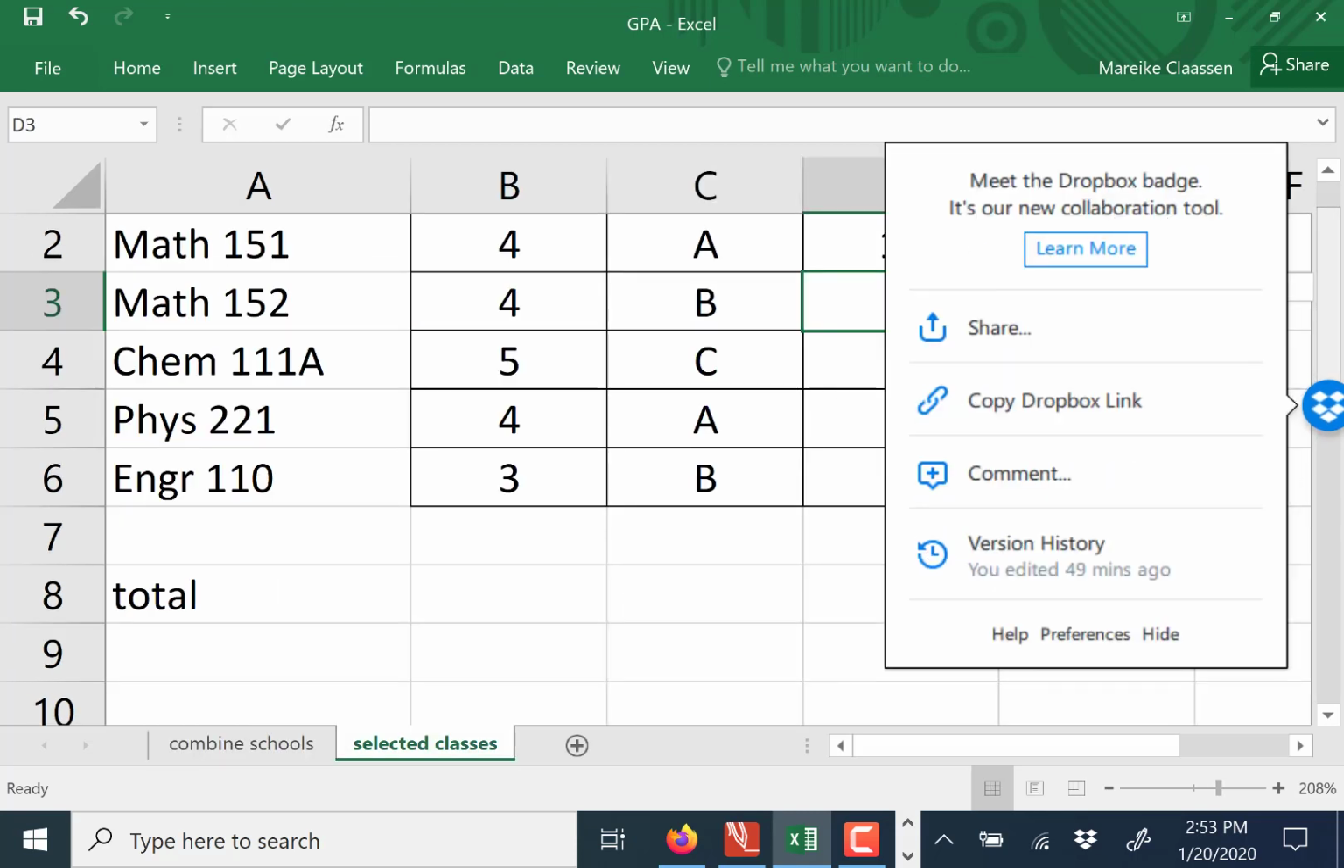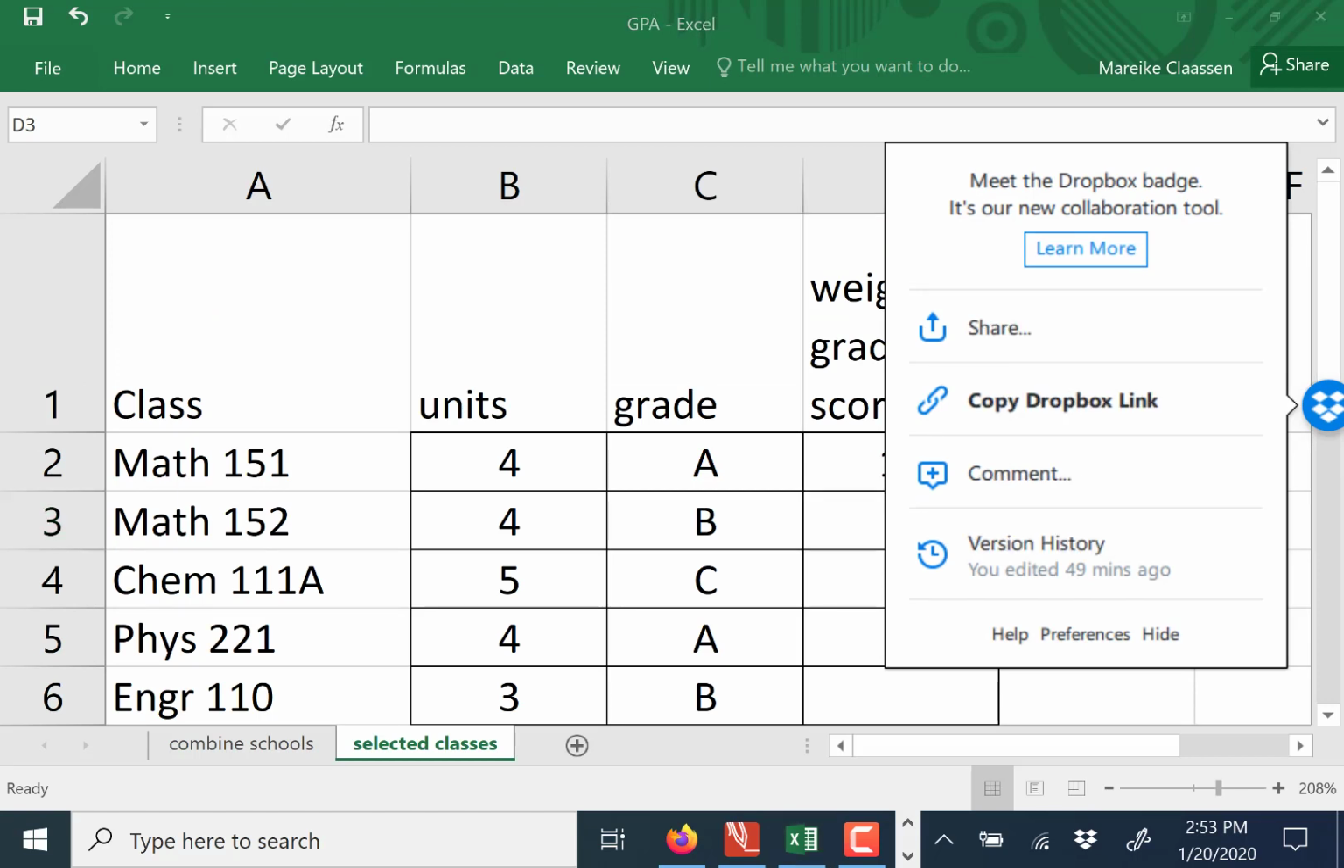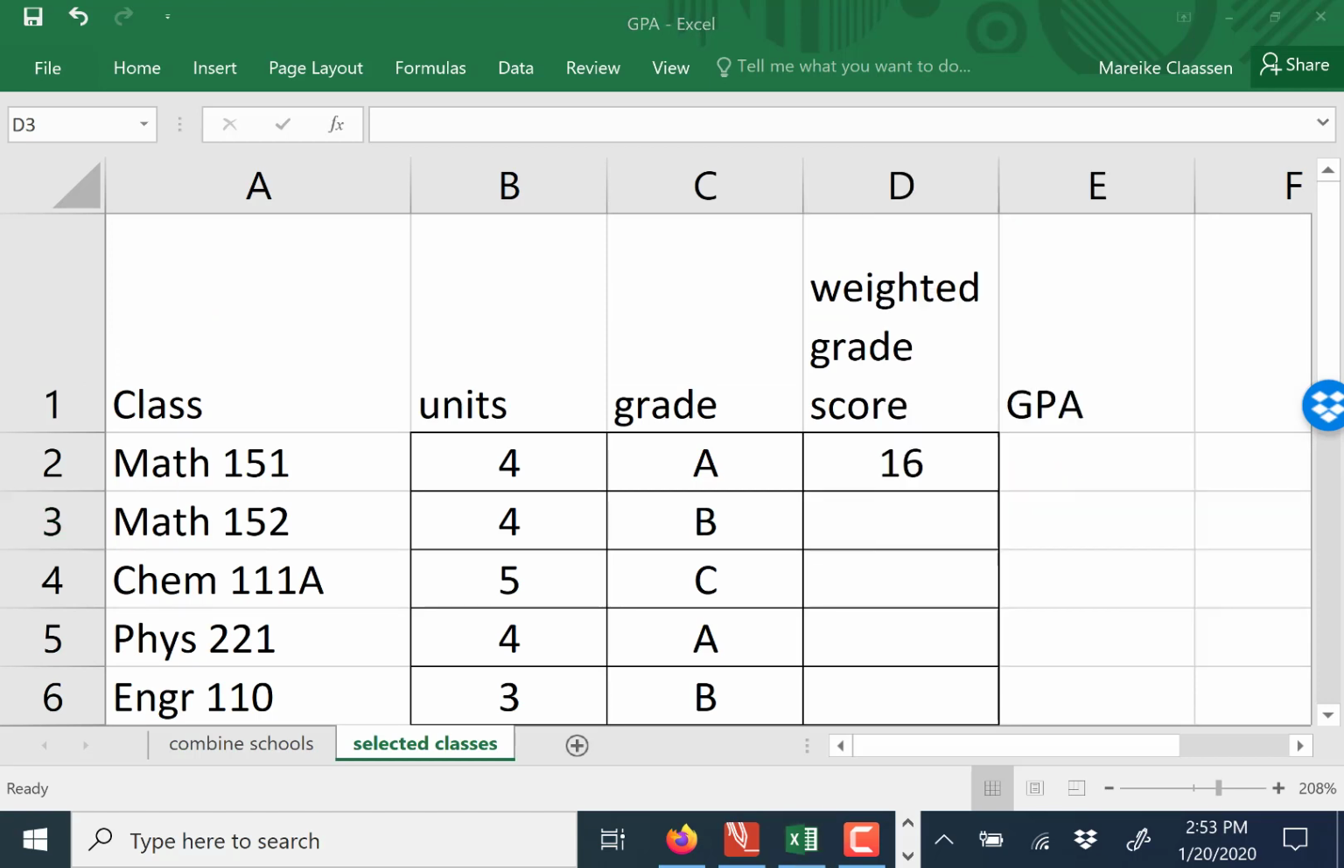selected classes. So here again, I've put in the scores already. Now I can program Excel to recognize the A and know that if there's an A here, then to give me 4.0 points, and for B to give me 3.0 points, but that's a little bit above this video. So I just said equals B2 times 4, and that 4 I put in manually for the A.